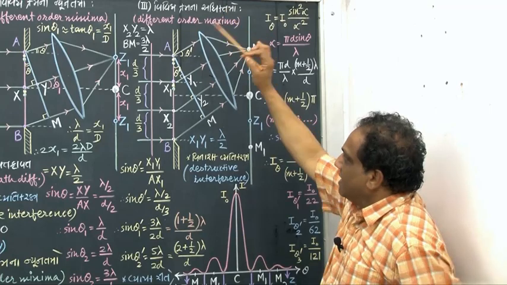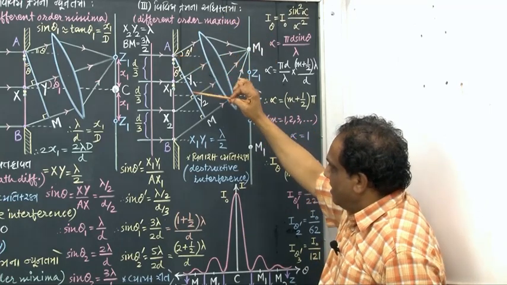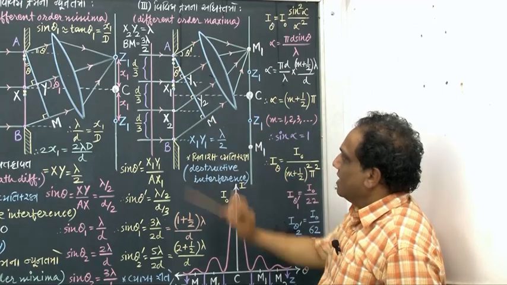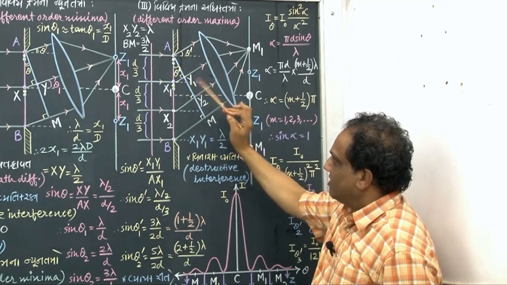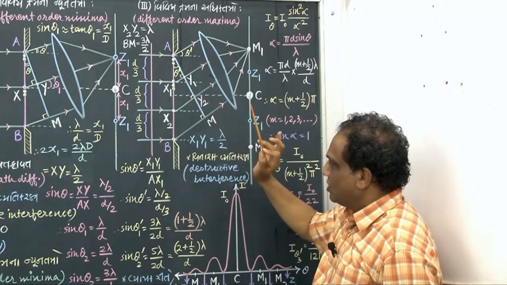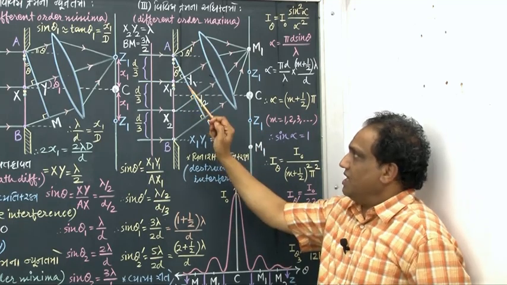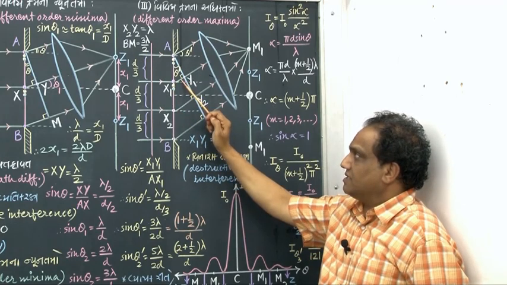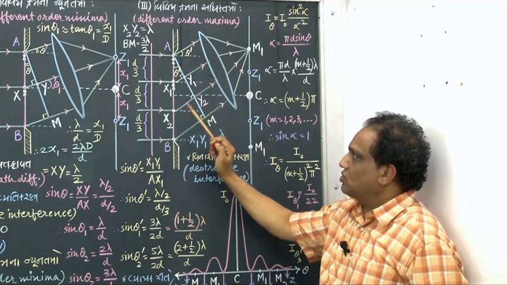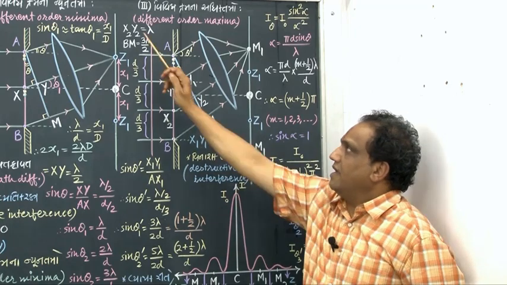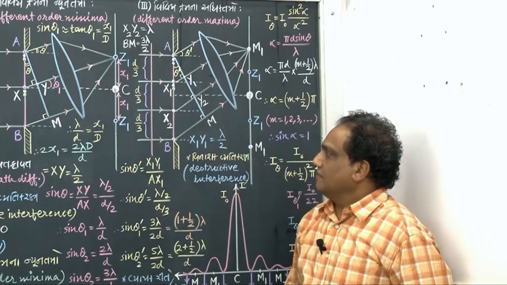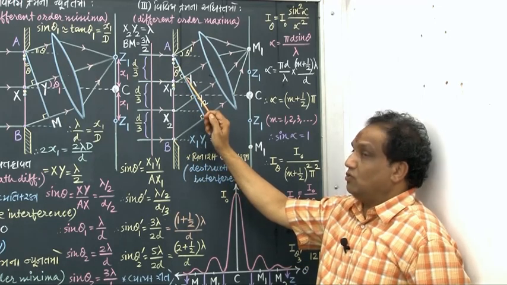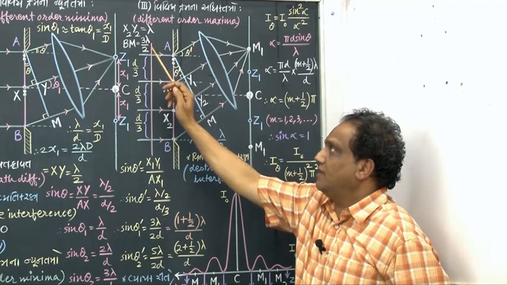Now draw one perpendicular from point A on this light ray. Let the foot of the perpendicular be M. And this point is x1, this point is y1, this point is x2, this point is y2. Now, if this much is lambda by 2, this much will be double that, so x2 y2 will be lambda. And this BM will be 3 times this. This much is lambda by 2, 3 times that, so it is 3 lambda by 2.